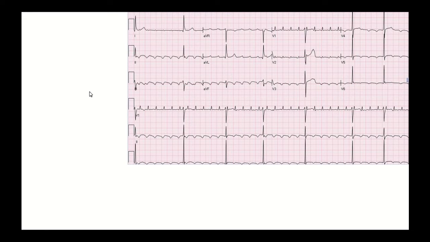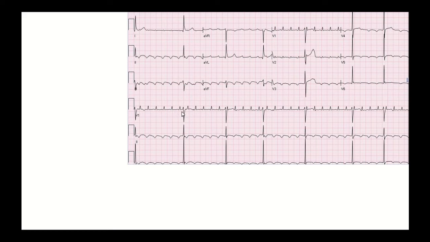This ECG has a pretty slow ventricular rate. 1, 2, 3, 4, 5, 6, 7 times 6 gives us a rate of 42. There's a lot of activity going on in between the QRS complexes here.